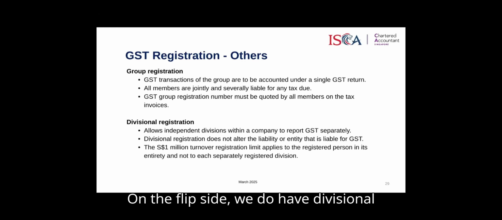On the flip side, we do have divisional GST registration, where the IRAS allows independent divisions within a company to secure different GST IDs and report GST separately. For divisional registration, it will not alter the liability or entity that's responsible to pay to the IRAS, meaning that if one of the divisions does not pay IRAS on a timely basis, the company would still be liable. The 1 million turnover registration limit also applies to the company itself and is not applied separately to each registered division.